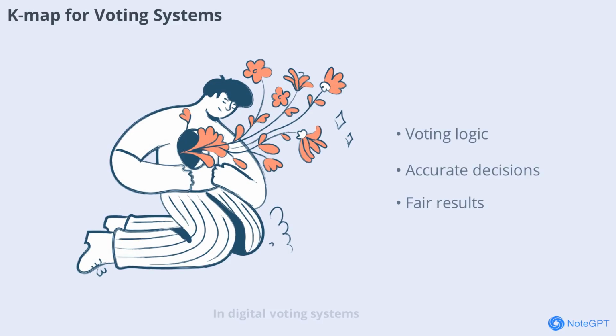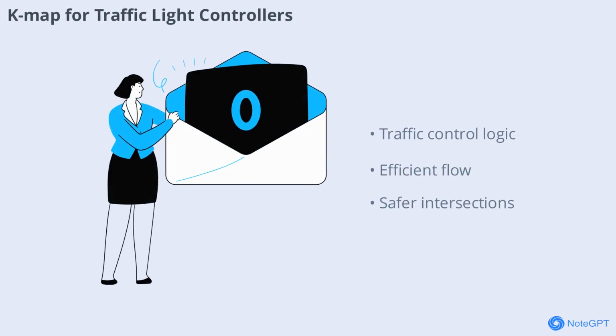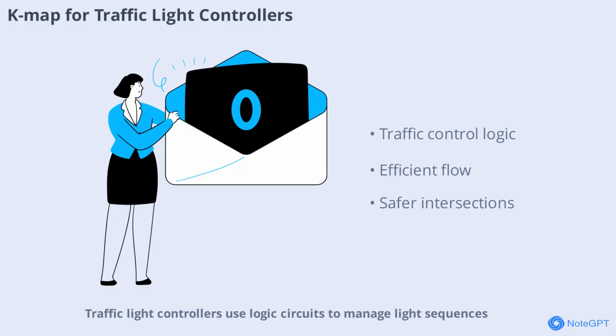In digital voting systems, logic circuits determine the outcome based on multiple inputs. K-maps help simplify the decision logic, ensuring accurate and fair results. This application is important in both electronic voting machines and automated decision-making systems. Traffic light controllers use logic circuits to manage light sequences. K-maps can simplify the logic for controlling the lights based on sensor inputs and timing. This leads to more efficient traffic flow and safer intersections, especially in busy urban areas.